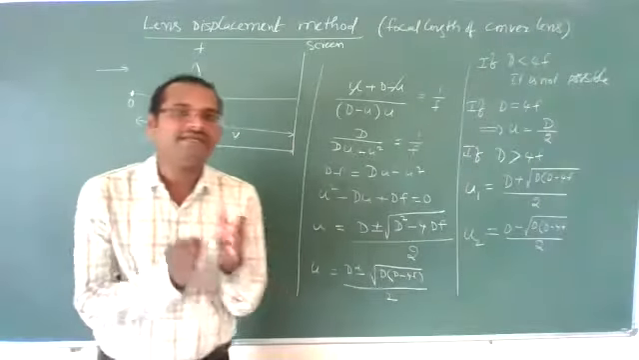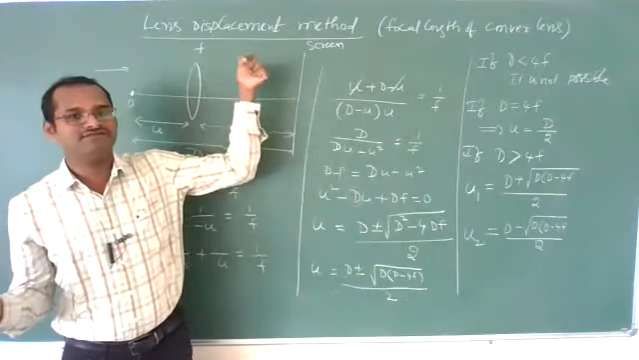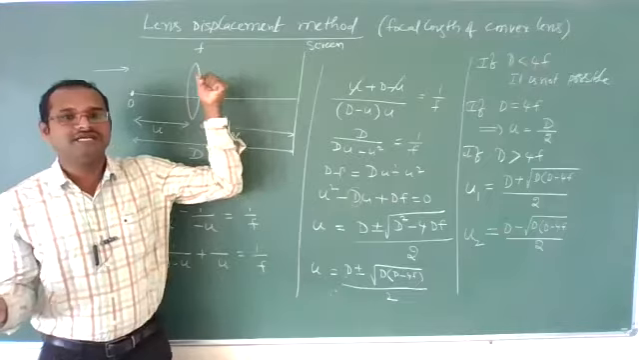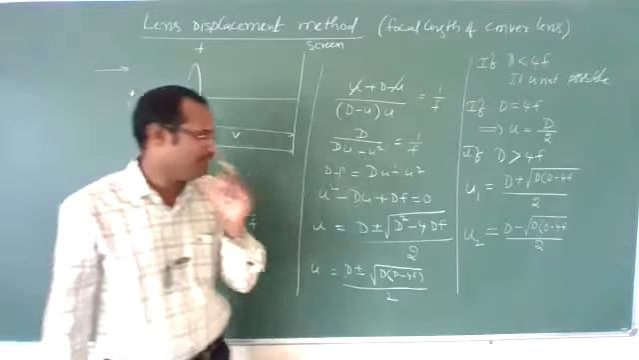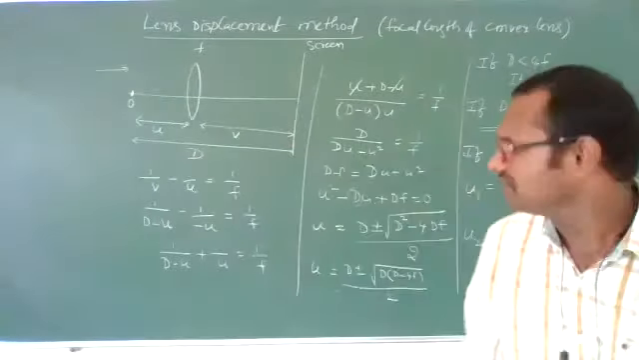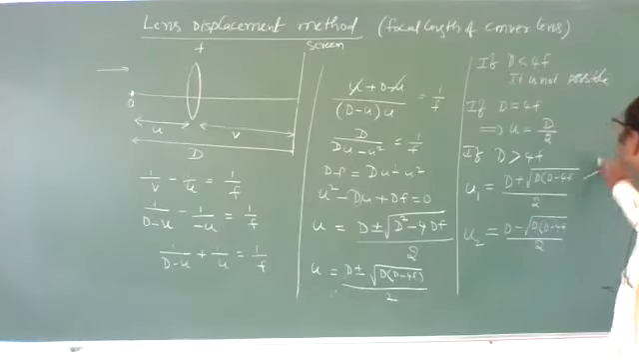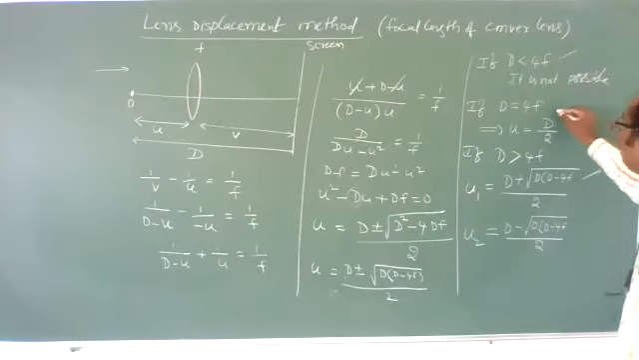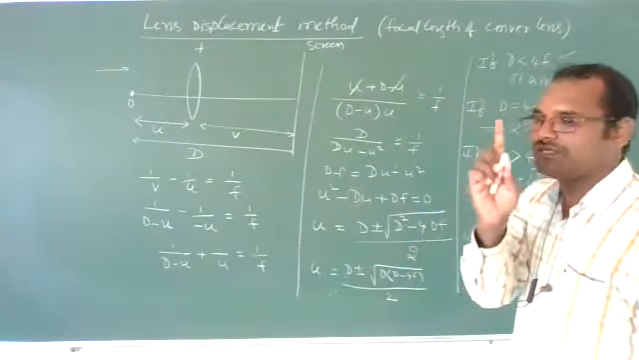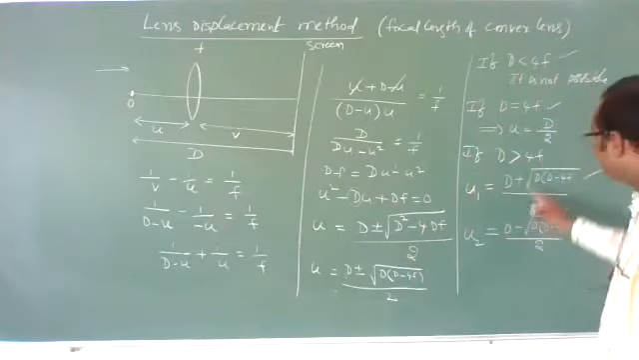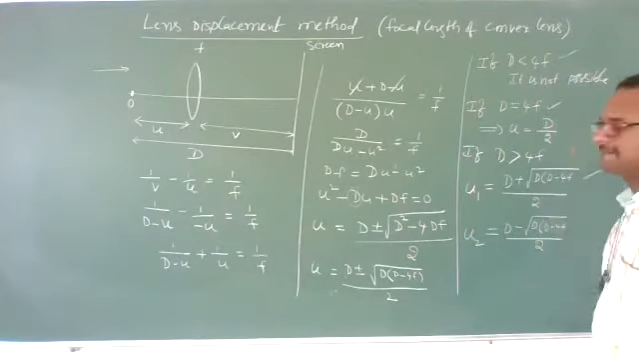Means if you maintain the distance between the screen and object more than 4 times the focal length of the lens, you will get the image 2 times. In this, u1 and u2, remember, these are not needed now. Got it? Clear? Remember this point: if it is less, it is not possible. If it is exactly equal, you will get only one possible image, only one time. If it is greater, you will get 2 times. At these 2 distances.